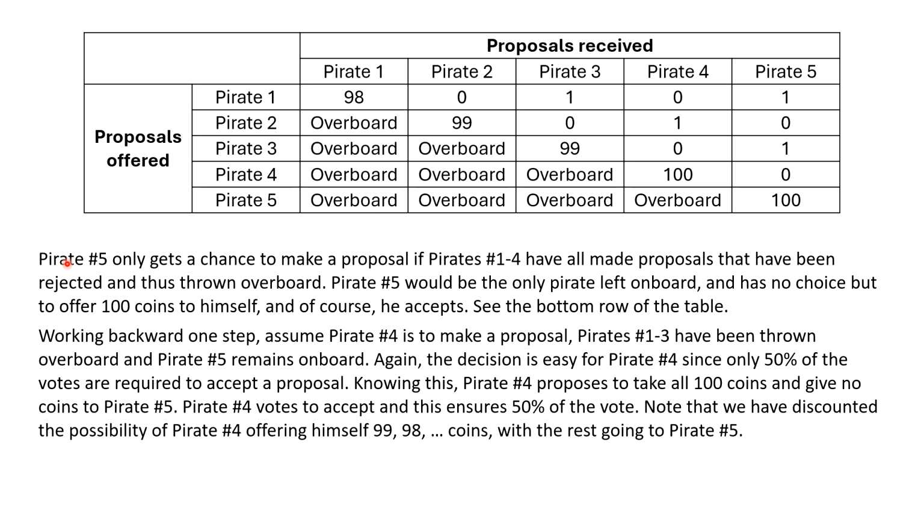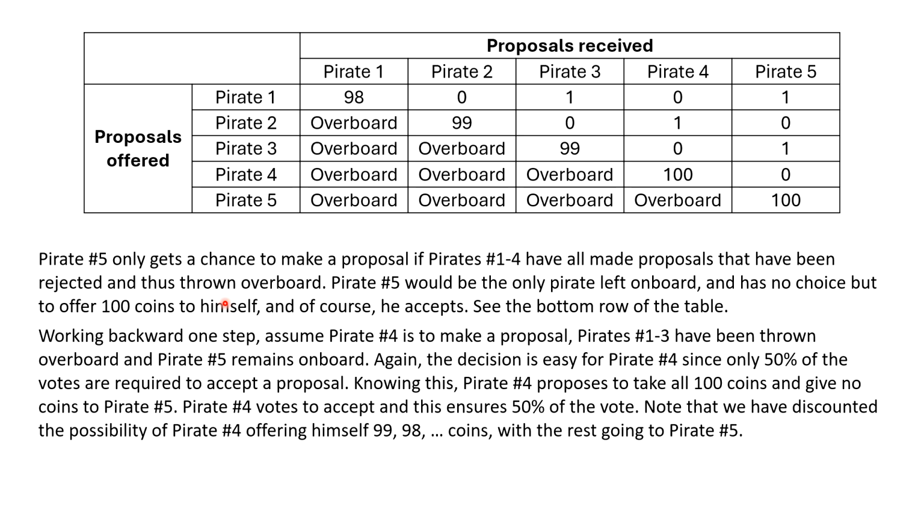So pirate number 5 only gets a chance to make a proposal if pirates 1 to 4 have already made proposals that have been rejected and therefore been thrown overboard. So pirate 5 would be the only pirate left on board, and the logical choice is to give himself 100 coins. Then of course he would vote, being the only one left, following the procedures, and he would get the 100 coins.